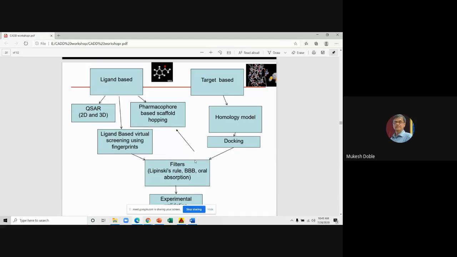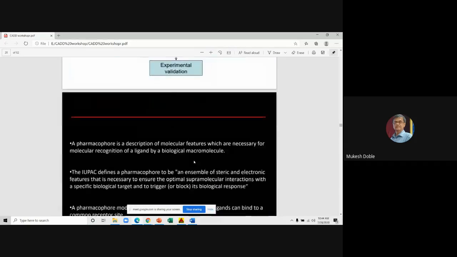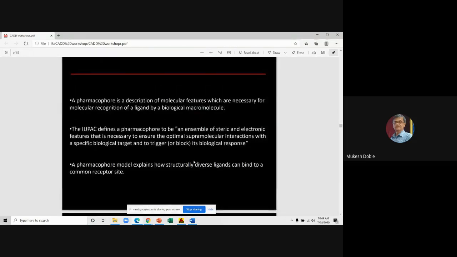Here also there are some free software tools which we need to use to do the job. Let me define what is a pharmacophore. It's a description of molecular features which are necessary for recognition of a ligand in a macromolecule. So ultimately a molecule or a drug goes and binds to a target. So it has certain features which will help it to bind to the target.